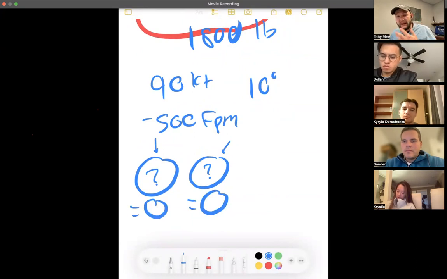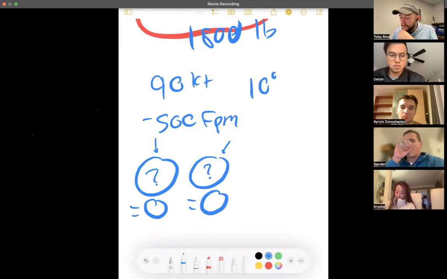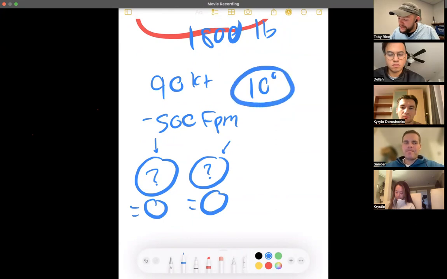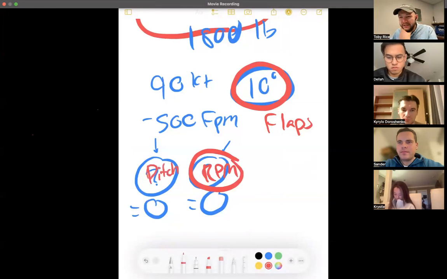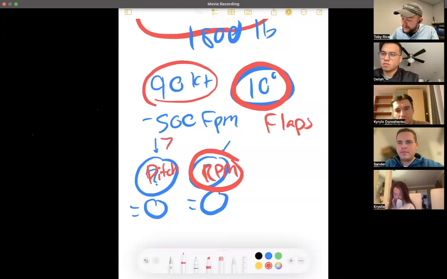And you can take that to your next flight. That way, let's say you set 10 degrees of flaps, you set the proper RPM, and you set your pitch like you want it to. But you notice that the airplane is holding 90 knots, but it's descending at, say, 700 feet per minute instead of 900 or 500 feet per minute. Well, what's the problem, right?